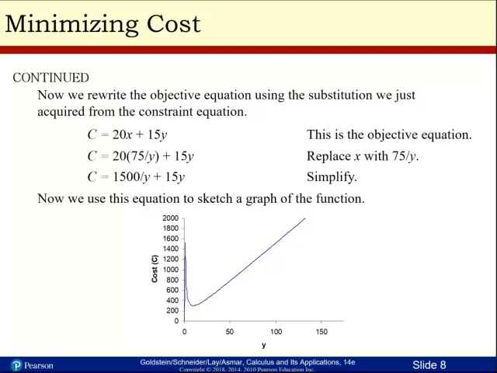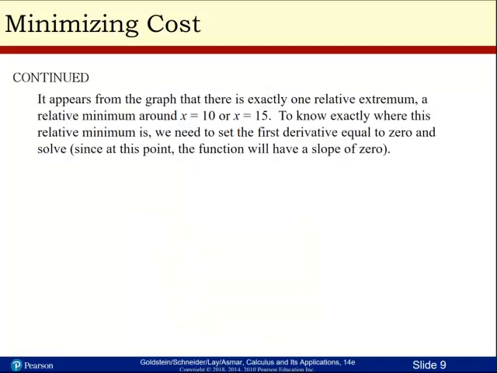So we need to minimize our cost, so I can see about where that's going to be. It appears from the graph that there's exactly one relative extremum, a relative minimum around 10 or 15, somewhere in there. To know exactly where this relative minimum is, we're going to set the first derivative equal to 0 and solve, since at this point the function will have a slope of 0.